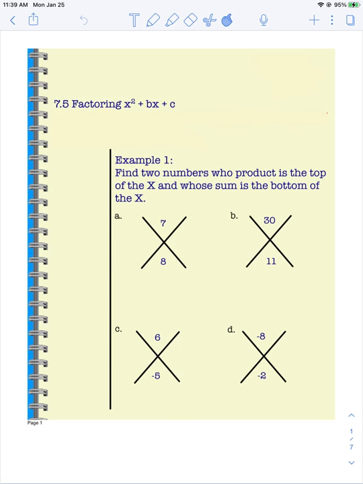Hello, algebra students, and today we'll be continuing our 7.5 notes on factoring. Today specifically, we're looking at factoring trinomials. We're going to use a method called magic numbers. So we're going to practice just finding magic numbers first.